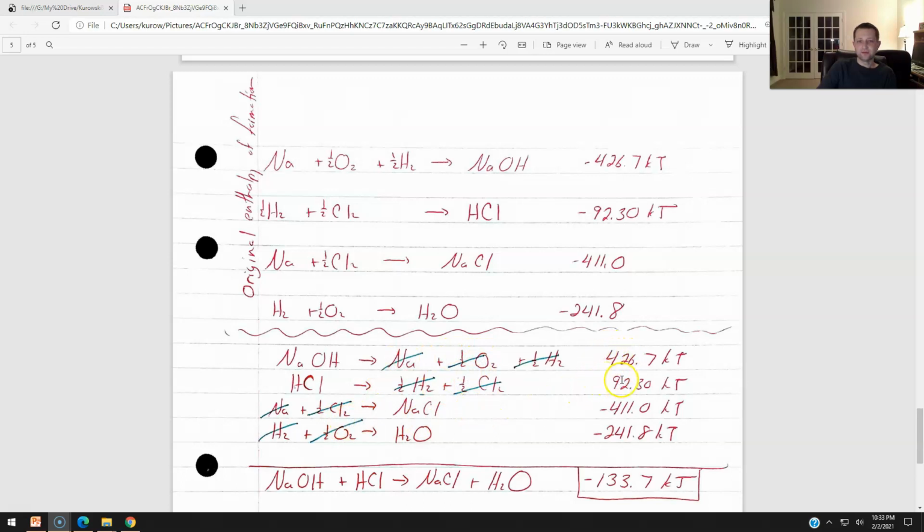So you multiply the first and second reactions by -1, and you end up with a total enthalpy of reaction of -133.7 kilojoules for this practice problem. Okay, so if you didn't get that, you can take a look at the screen here, see where you made your mistake, and we'll move on from here and talk about a shortcut for how to do this.